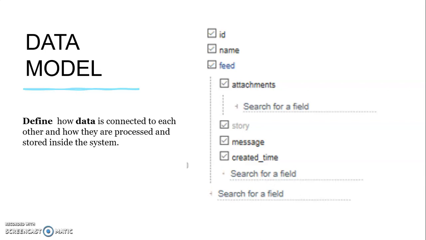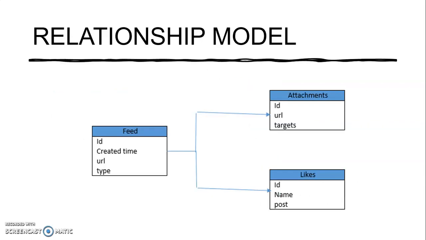So in Facebook we have ID, name, feeds, attachment, story, messages, created time, etc. And next is about the relationship model. Here there is a one-to-many relationship. We can see ID as the primary key of each table, and feed has ID, created time, URL, type as the attributes, and attachments has ID, URL, type as the attributes, and likes has ID, name, and post, and these are in feed. Attachment and likes are interconnected.